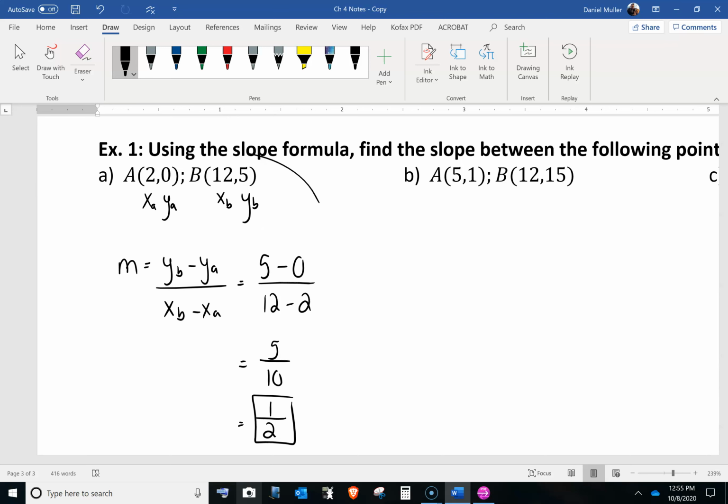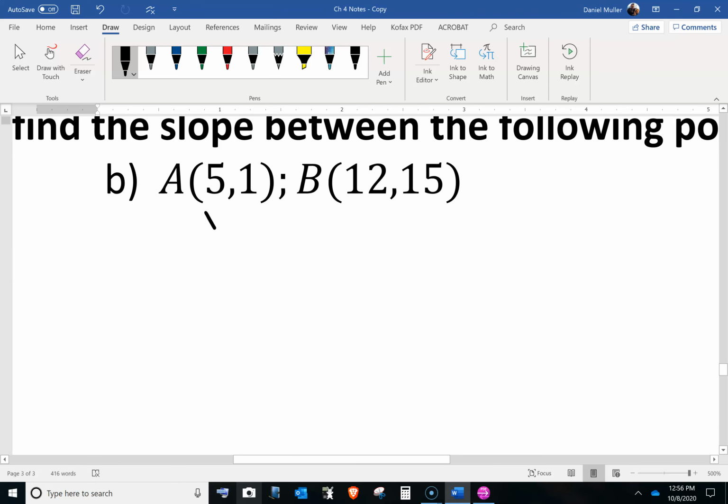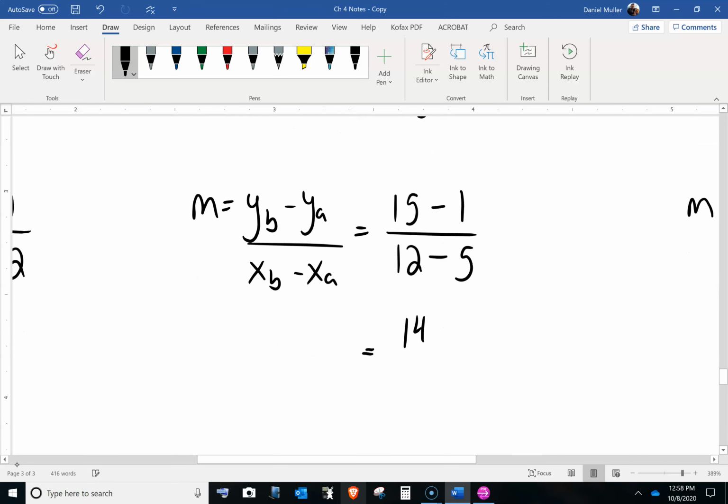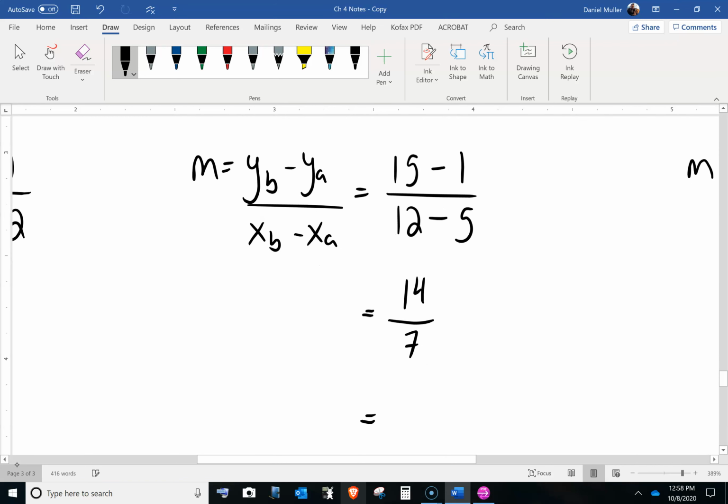So how does this all work? Well, we start by labeling it, and then we just plug those into the formulas. So this is our x and y. This is our x and y. And the first ones are going to be our a's, and the next ones are going to be our b's. And then we can plug it right into the formula. So yb is 15 minus ya is 1. xb is 12 minus xa is 5. So 15 minus 1 is going to be 14. And 12 minus 5 is going to be 7. Now 14 over 7 can reduce to 2. So we say the steepness or the slope is 2.